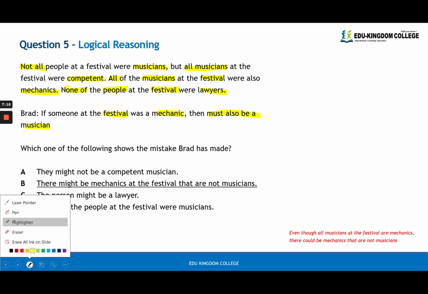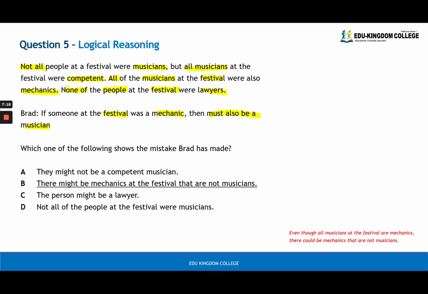What is the mistake? The line that Brad is picking that up on is this: all of the musicians at the festival were also mechanics. Remember, not all the people at the festival were musicians. So if someone at the festival was a mechanic, it does not mean they have to be a musician. So that's why B is the answer.